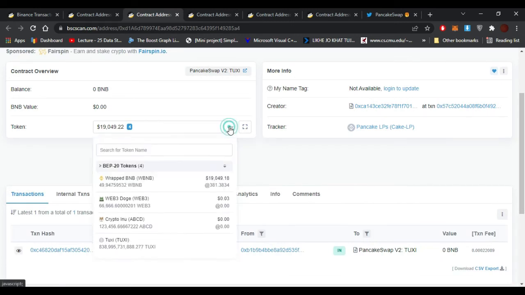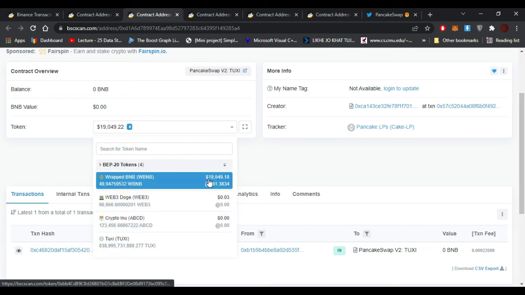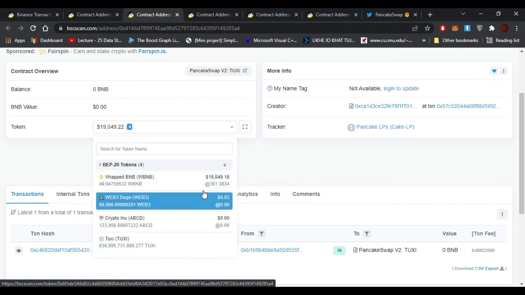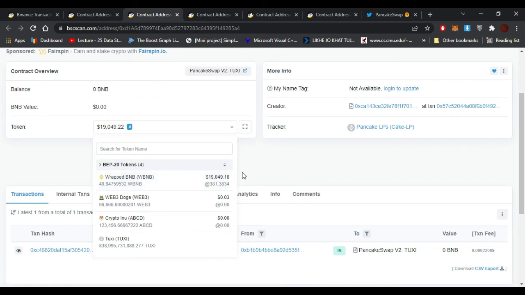So that is the pool here, and as you can see, right now the liquidity is very low. It's like $19,000 in terms of BNB. So obviously the same amount of Tuxi token is already there, right? So it's like half wrapped BNB and half Tuxi tokens.